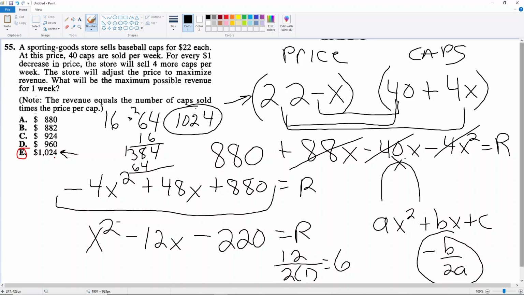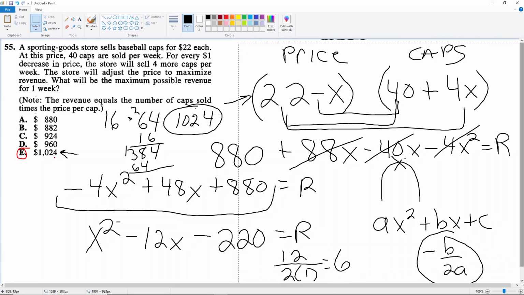Find out the number of dollars I have to take off the price. Came out to be 6. And then add 4 times 6, because every time I take a dollar off the price, I add 4 to the caps, and then multiply those two things together. 16 times 64 equals 1,024. I did it by hand. You can do it on your calculator.